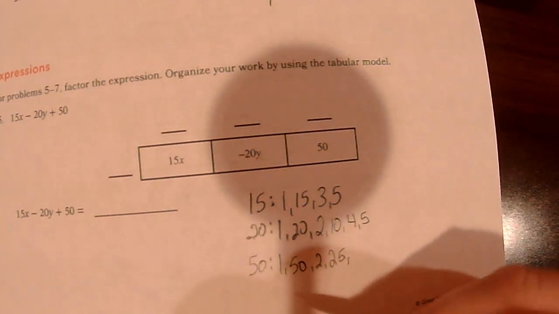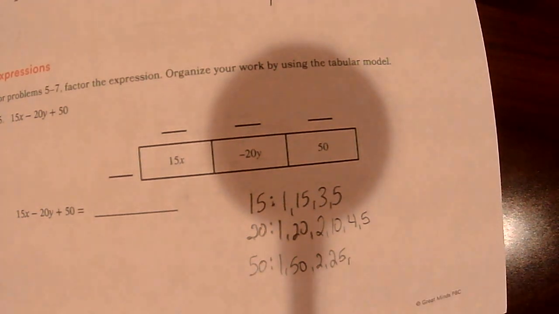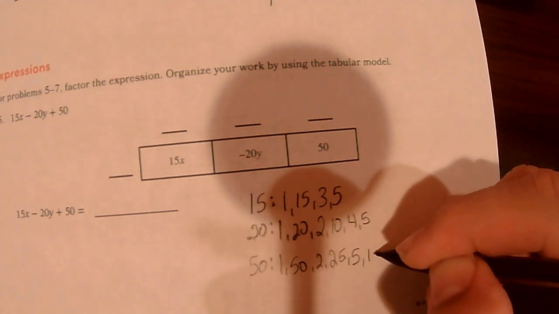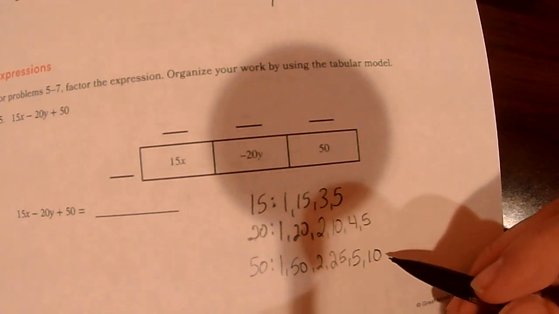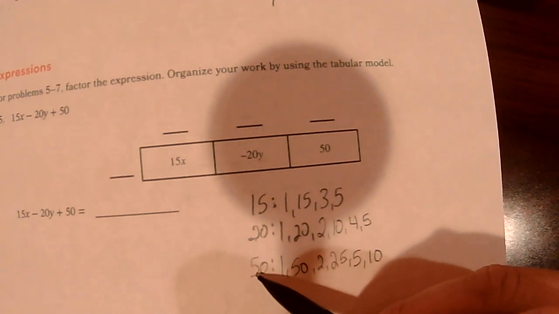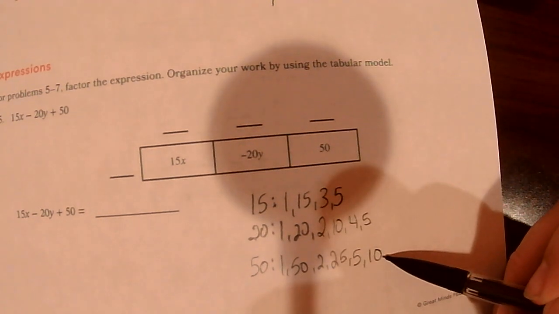3 is not. 4, okay, well 4 is even, but it doesn't go in evenly into 50. 5 does go in, which gives 10. 5 times 10 is 50. 6 is not a factor. 7 is not a factor. Neither is 8 or 9. And then we're back to a 10.